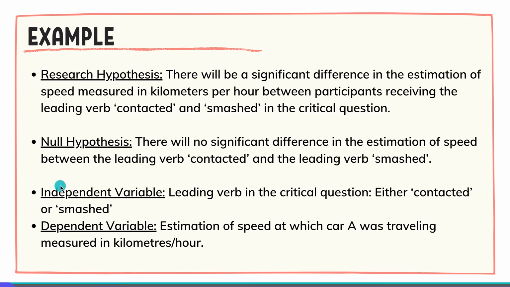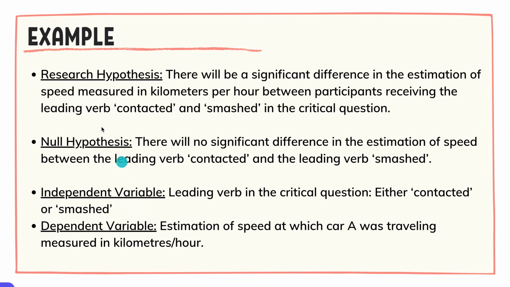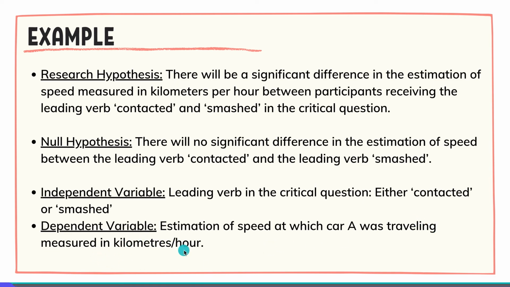And you can finally explicitly state the independent variable and the dependent variable after your research and null hypotheses. So here, leading verb is the independent variable: the leading verb in the critical question, either contacted or smashed. And the dependent variable is the estimation of speed at which car A was traveling, measured in kilometers per hour. If you specified car A, that would also be great.